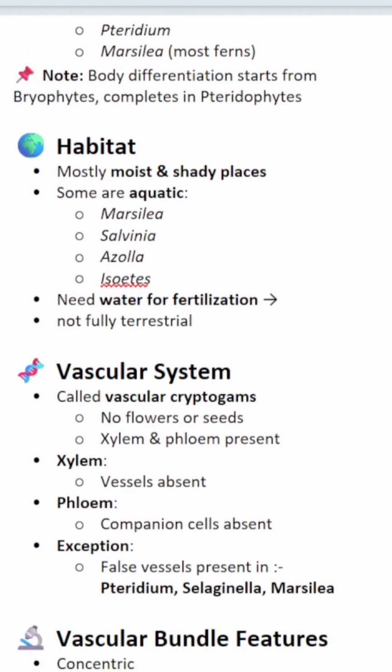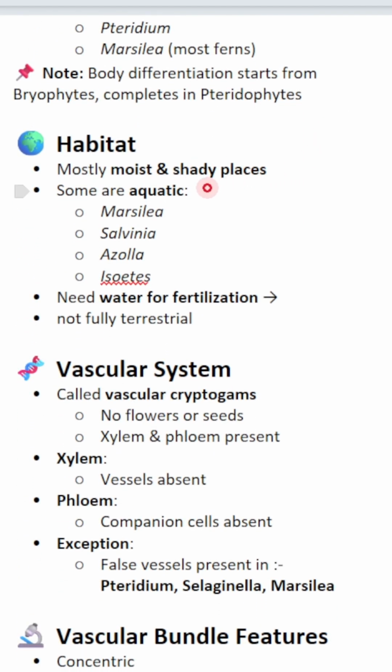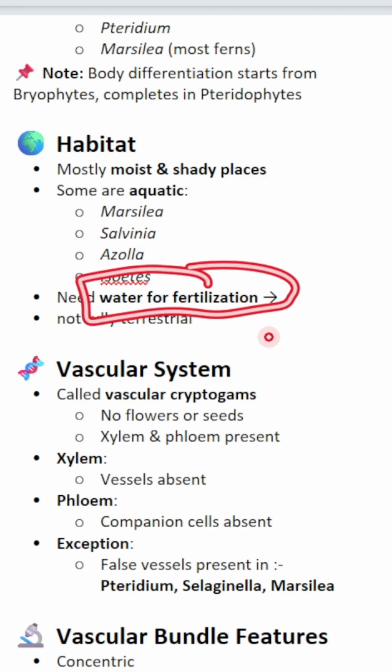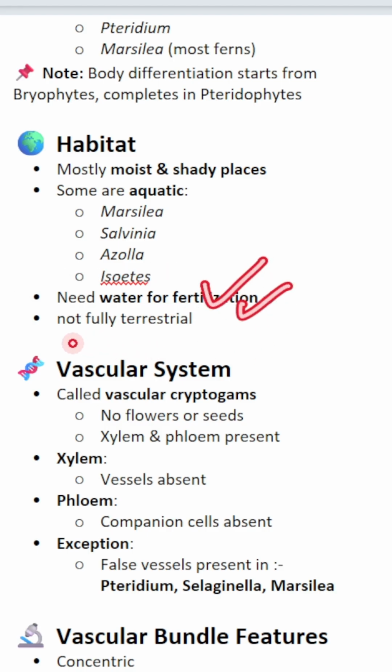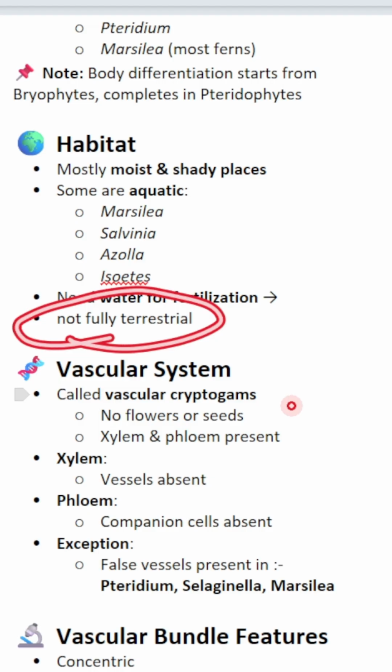Now let's talk about its habitat. Mostly they are found in sandy places where moisture is present, and some of them are also found in aquatic regions. The best examples of aquatic forms are Marsilea, Salvinia, Azolla and Isoetes. Pteridophyta are not fully terrestrial because they need water for fertilization.